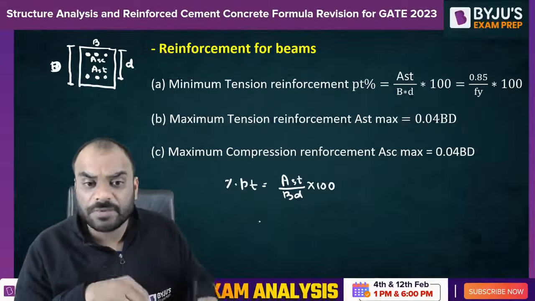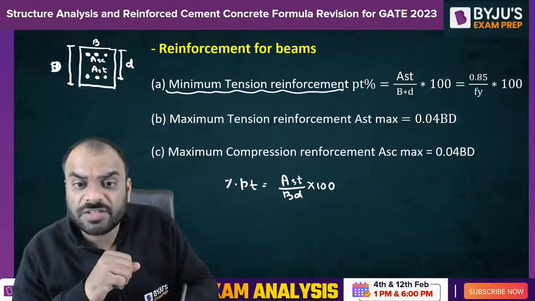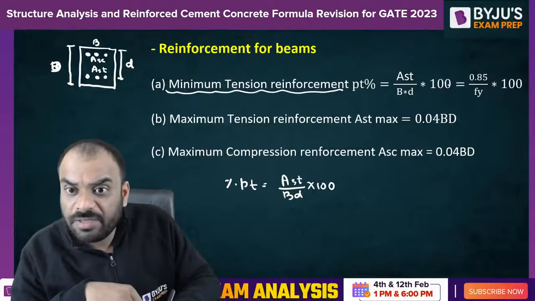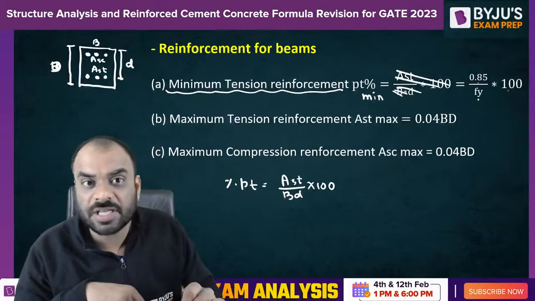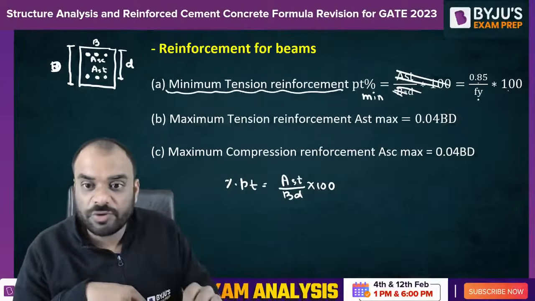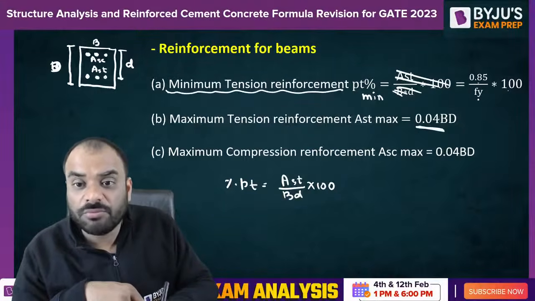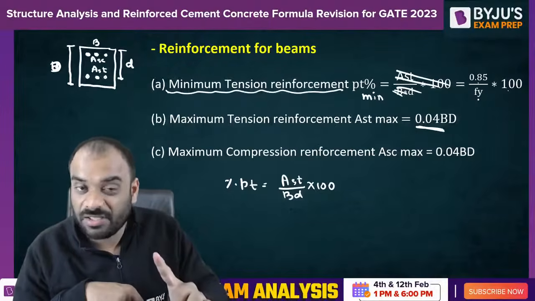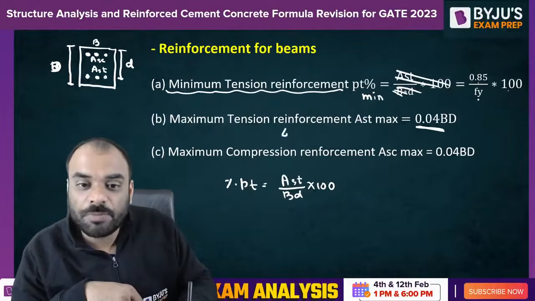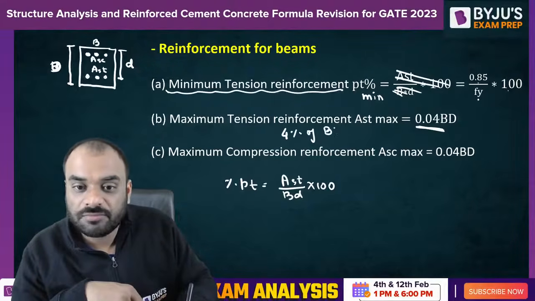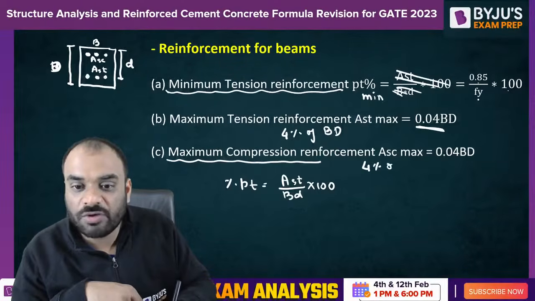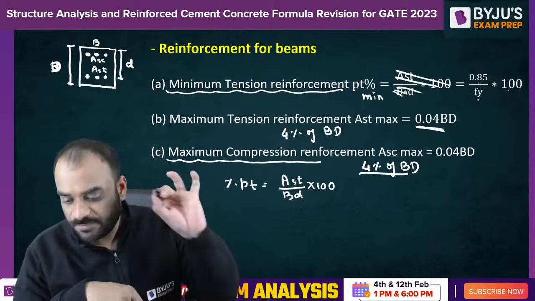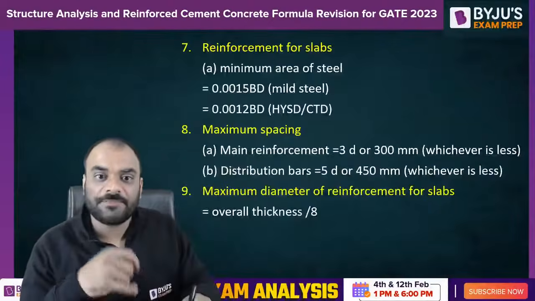Okay. But let us suppose I want to calculate the minimum percentage tension reinforcement which is allowed. So PT minimum, you can cancel this. PT minimum is 0.85 divided by Fy into 100. In this way, you can calculate the minimum percentage tension reinforcement. What is maximum tension reinforcement which is allowed? 0.04 B into D. B into capital D, not small d. Which is nothing but 4% of overall cross-section area. Similarly, maximum compression reinforcement, ASC max, is 4% of overall cross-section area. Crystal clear? Let's move to the next part.